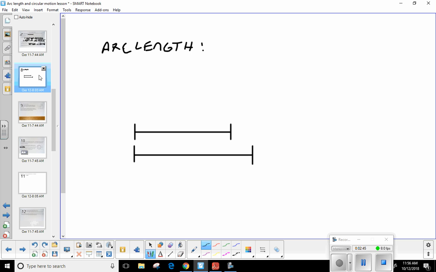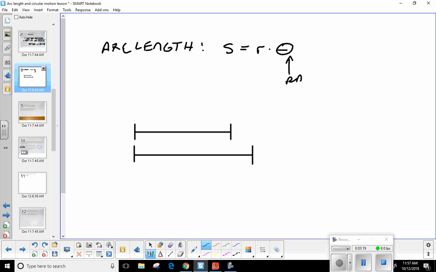Okay, so we started talking about 2 concepts yesterday. Arc length, the distance around a portion of a circle, or basically a portion of the circumference. And we started talking about circular motion, which was made of linear velocity and angular velocity. So does anybody remember what was the formula for arc length? There you go. So S, which is your arc length, is equal to R, your radius, times theta. The only catch is that theta has to be in radians.